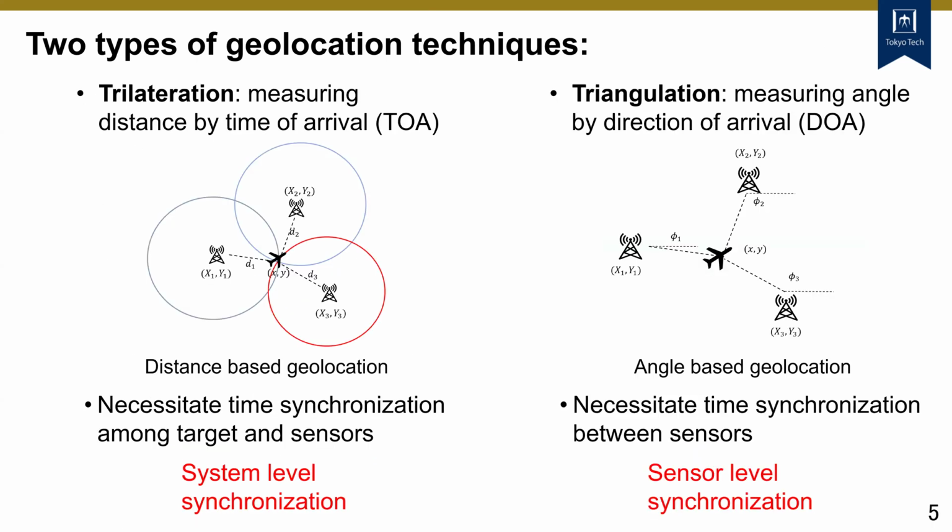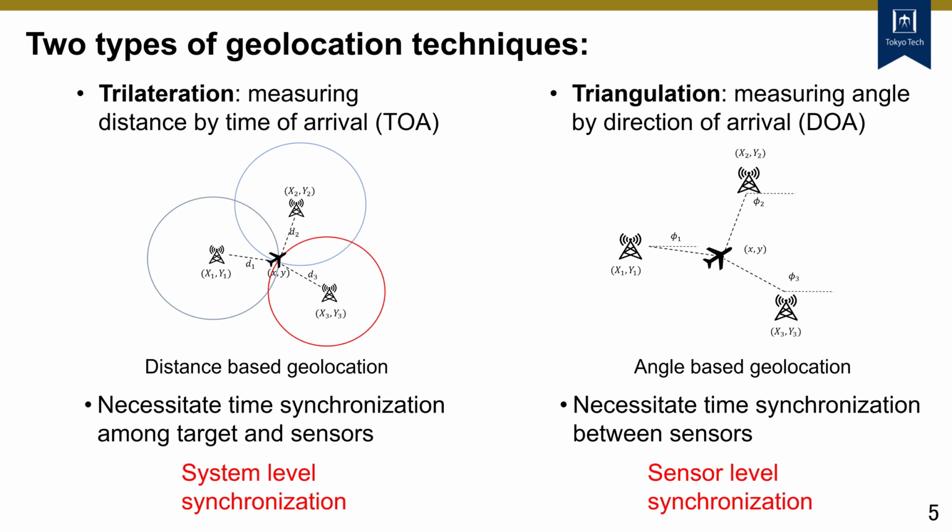From the viewpoint of the technology, there are also two types. One is called the trilateration technique, in which we measure the distance between the target and the sensors. Then we can estimate the intersection point to determine the final position of the target. However, this technique necessitates time synchronization, not only among the sensors, but also between the sensors and the targets. That means we have to achieve perfect system-level synchronization, which is very difficult in practice because it needs a lot of effort to be satisfied.